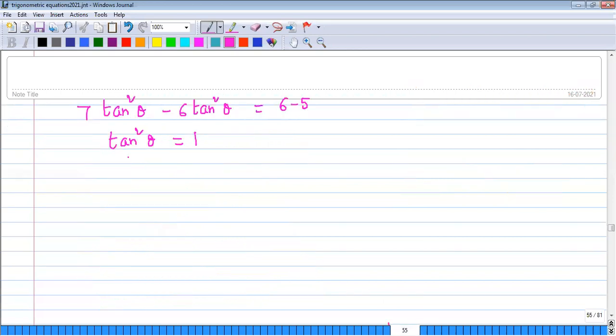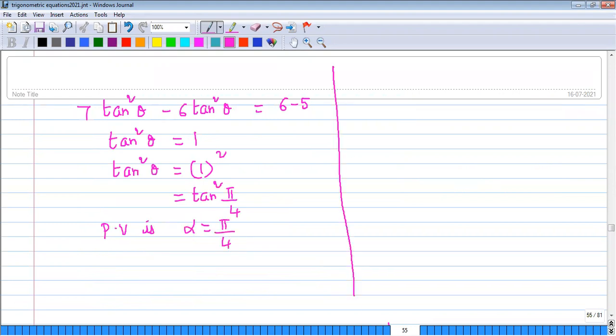Now we need to solve this. Tan square theta is equal to 1, and 1 we can write as 1 square, that is tan square 45 degrees. Tan pi by 4 is 1. So the principal value is alpha is equal to pi by 4.